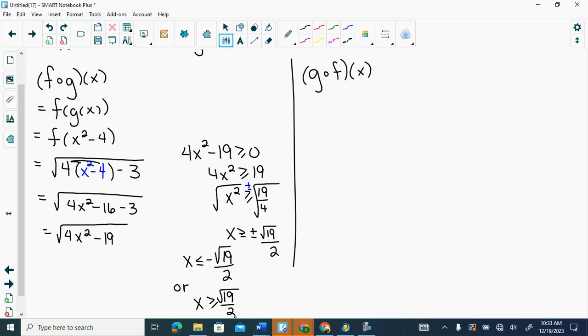So you have to watch yourself when there are squares in it and you're solving it like this. It will get you an answer, but sometimes it's between the two values, and sometimes it's greater. Your calculator will help you see the graph to know which. So my domain is x such that x is less than or equal to negative root 19 over 2, or x is greater than or equal to root 19 over 2, x in the reals.